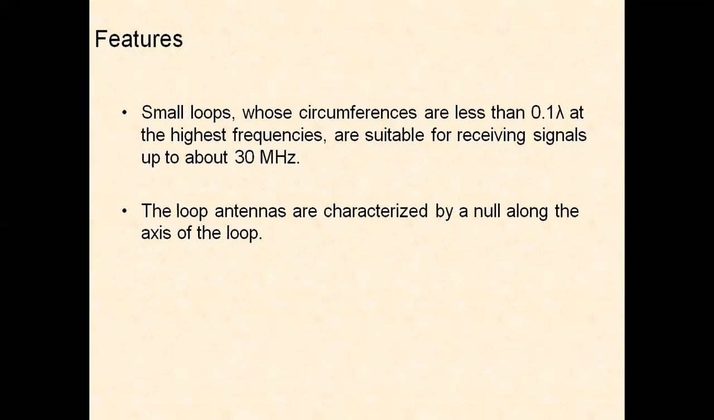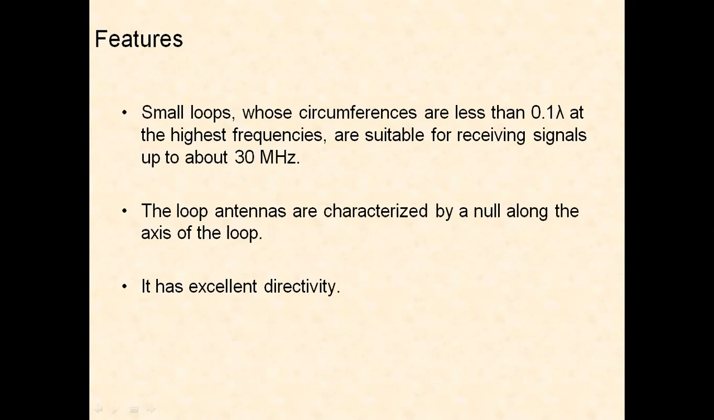The loop antennas are characterized by a null along the axis of the loop. It has excellent directivity. Nulls exist along the axis of the loop. The directivity in a particular direction is maximum. So the loop provides maximum directivity in the perpendicular direction.